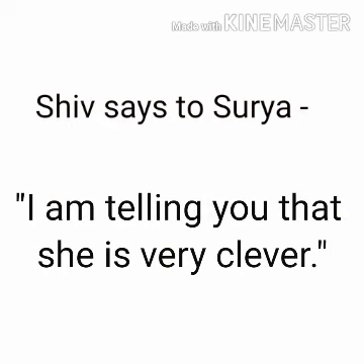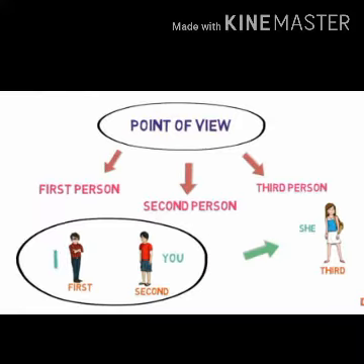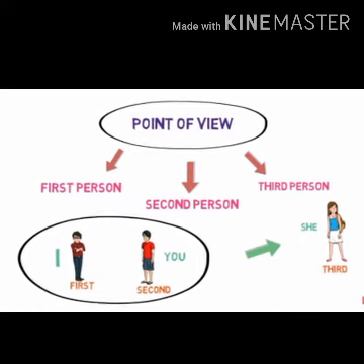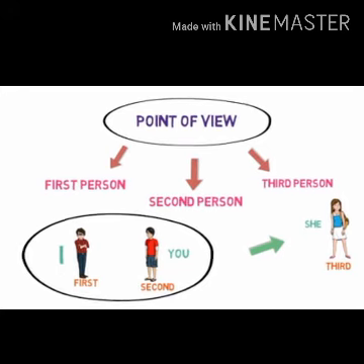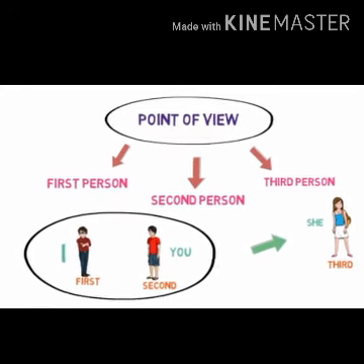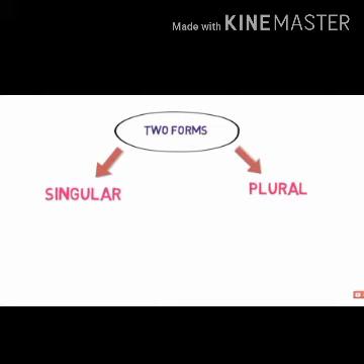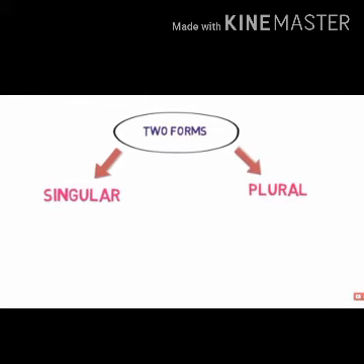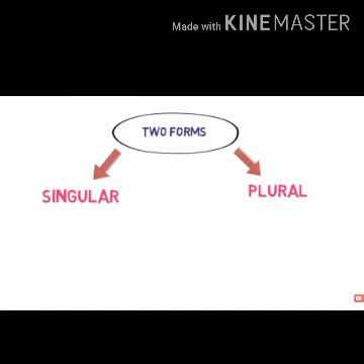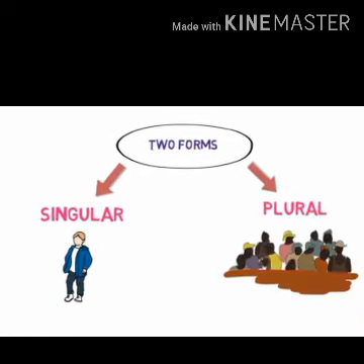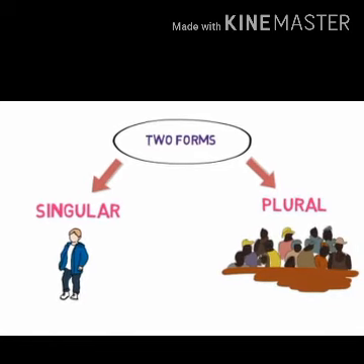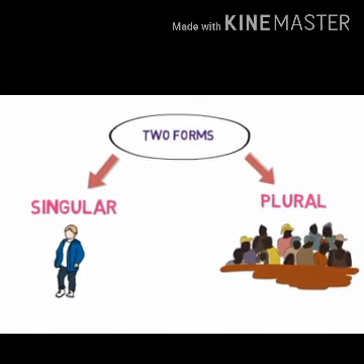So let's see the example. Shiv says, I am telling you that she is very clever. Okay, so in this sentence, I is first person, you is second person, and she is third person. This is called point of view. Personal pronouns are then based on forms. Children, there are 2 forms, singular and plural. Singular is used if we are talking about one person or thing, and plural is used if we are talking about more than one person or thing.